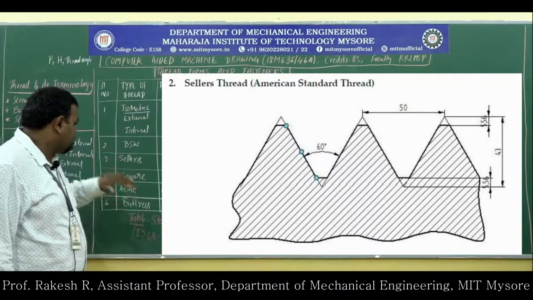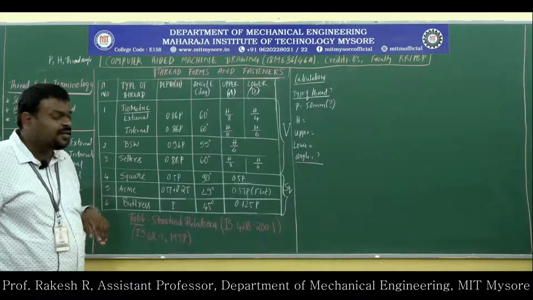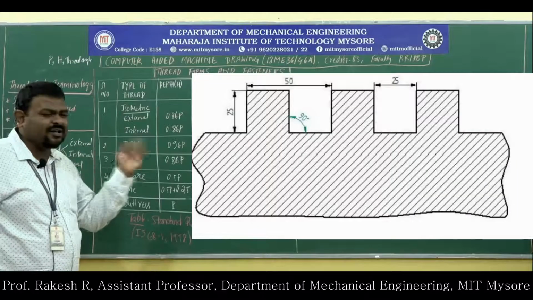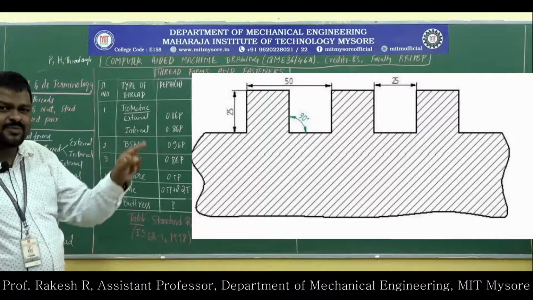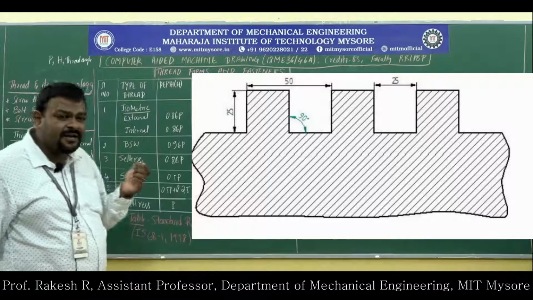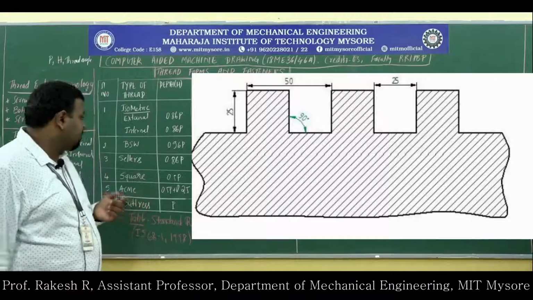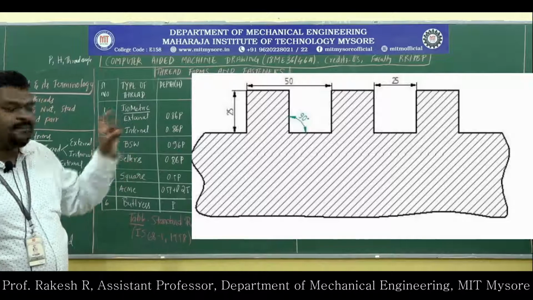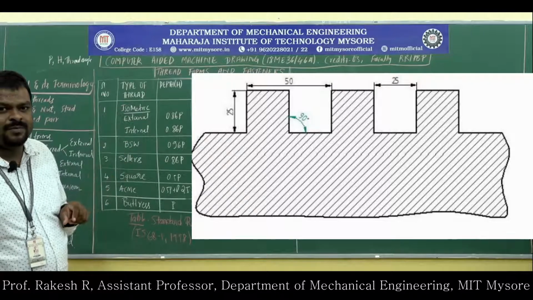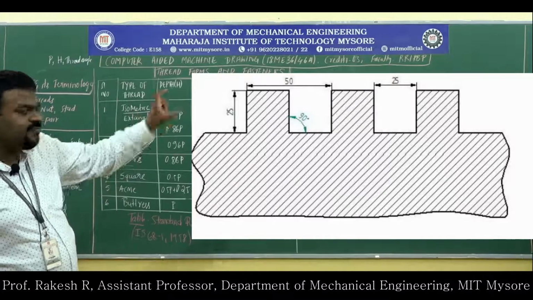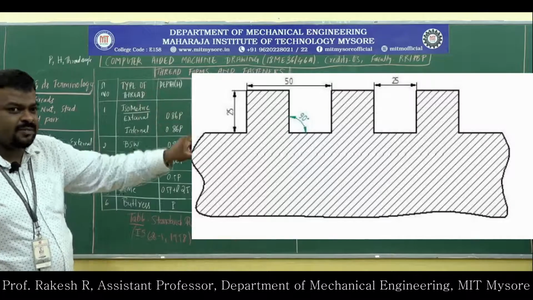3. Then square thread. This is a square thread, very easy to draw. If you get it, you are lucky. Directly drawing a square thread is very easy. And remember, for square thread there is no addendum and dedendum. Directly it is a depth, that is 90 degree and 0.5p. That is exactly of 50. 0.5p is 25. So that is a square thread.